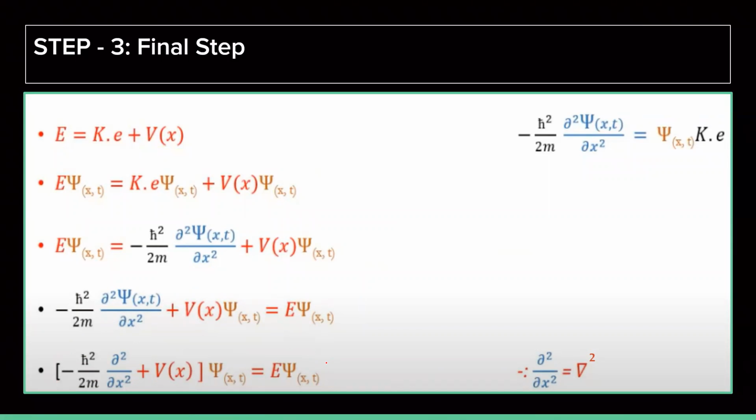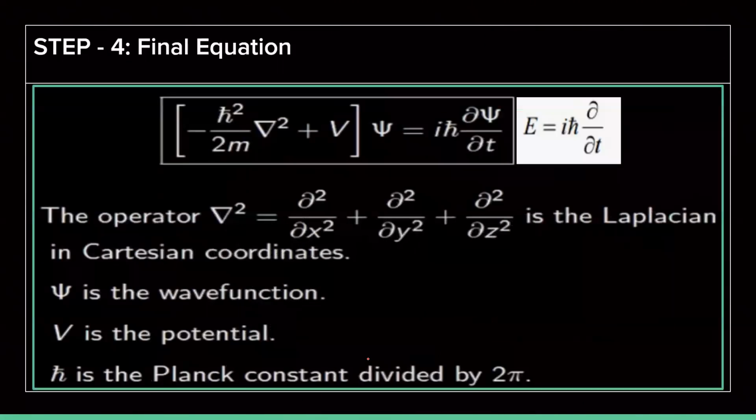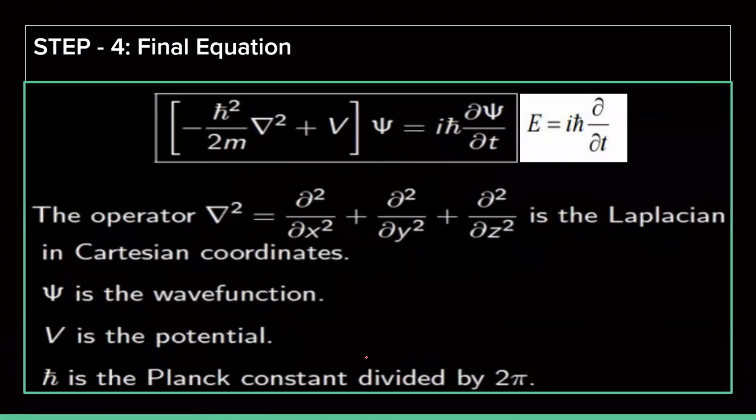And so ultimately, we have derived our final equation successfully without much hassle. Let me brief our equation once again so that it is complete. It is minus h cross square by 2m into delta square, where delta square is the Laplacian operator I mentioned earlier, for 3 dimensions, plus V into psi. Psi is the wave function, which is equal to E into psi of x comma t.